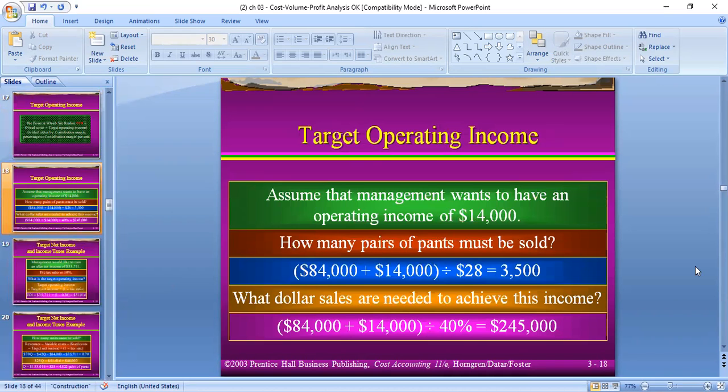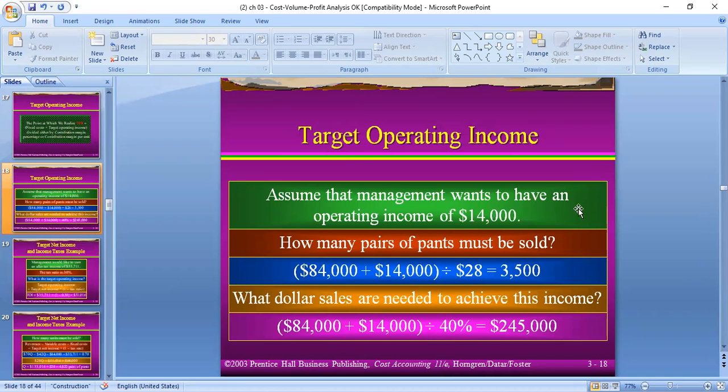Target operating income, as an example: assume that management wants to have an operating income of 14,000. Again, remember that sale price per unit equals 70, variable cost per unit equals 42, so contribution margin equals 28, divided by 70 gives a 40% contribution margin percentage, and total fixed cost equals 84,000.